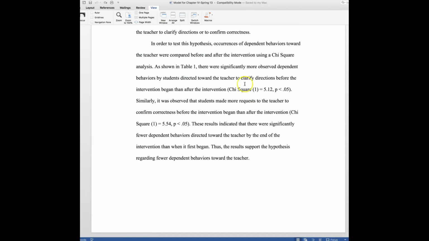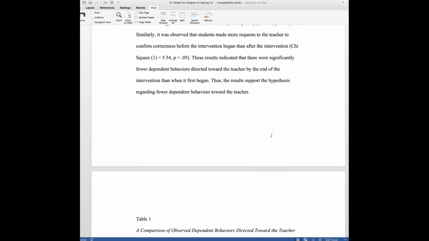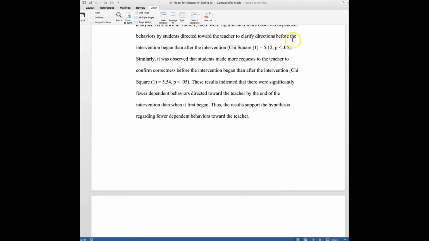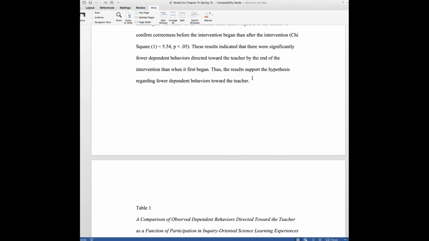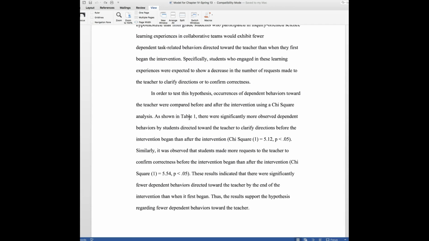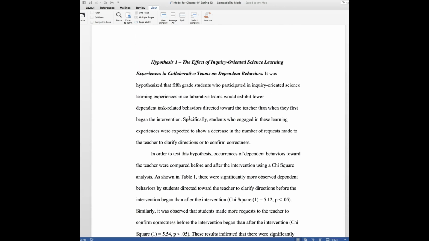And they indicate that here by saying the chi-square equals 5.12. You can see that the number is right there. We're repeating it. The probability is less than 0.05. She reports both of them. So these results indicated there were significantly fewer dependent behaviors directed towards the teacher. Thus, the results support the hypothesis. And that's what you want to say with each of these hypotheses. Really not going to say much more than that. You will do that for each hypothesis.